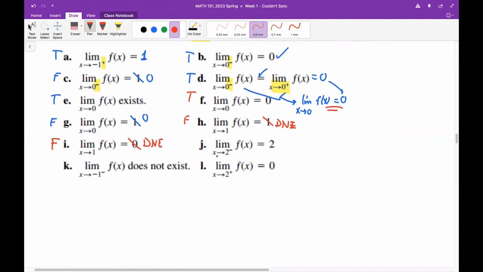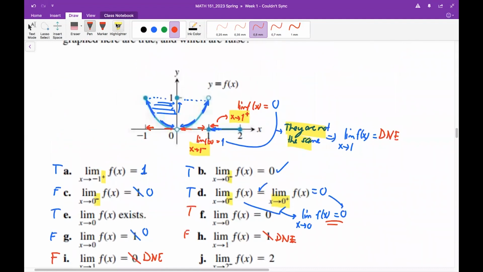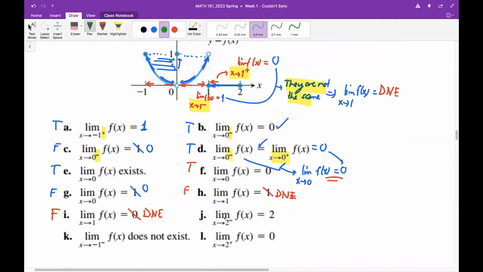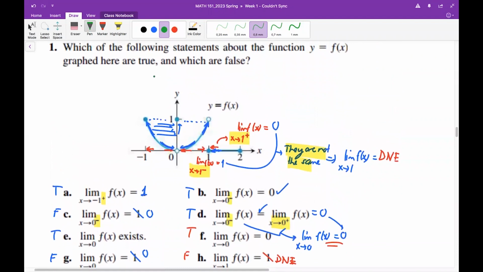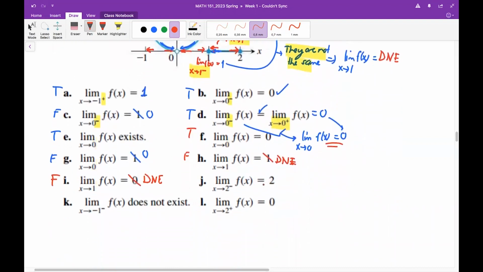Now let's look at as x goes to 2 from left. Okay, x goes to 2 from left. Now we are here. What is this limit? Your function is a constant function. Here it always gets the value 0. So limit of your function as x goes to 2 from left is not 2 but 0. So this is false.